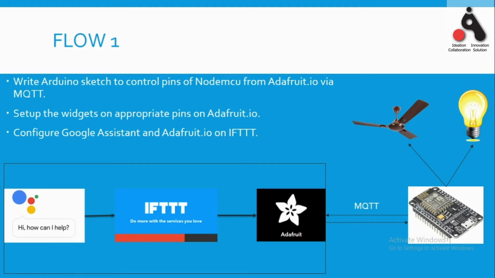This is the architecture of this project, and we can see that we have 3 steps right here. First step is to write the Arduino sketch for controlling the pins of NodeMCU from Adafruit.io, and this is the first step we want to achieve. The next step is setting up the Adafruit.io platform. We need to set up our widgets. Basically in Adafruit.io we need to set up the feeds for the widget, and appropriately we will handle the pins from that. And the third part is setting up IFTTT, because this is the main part which will connect the Google Assistant and Adafruit.io.